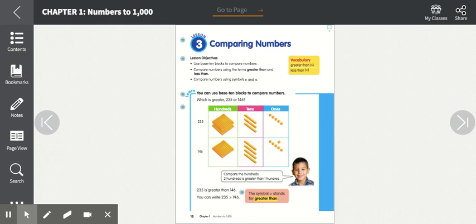Now you might think to yourself, hey, there are more cubes here, so this must be the bigger number. No, you don't do that. He wants to tell you to compare the hundreds first. Here in the hundreds, there are two, and this one only has one. So no matter what you have for tens and ones, if the hundreds is greater, this is the greater number. So our little buddy says 235 is greater than 146. And this is that symbol.